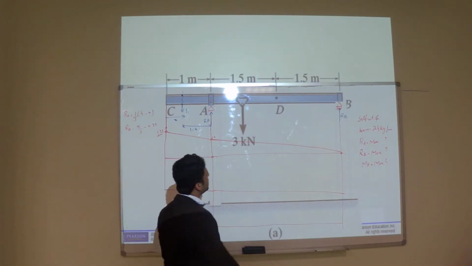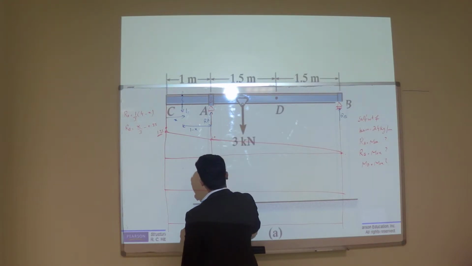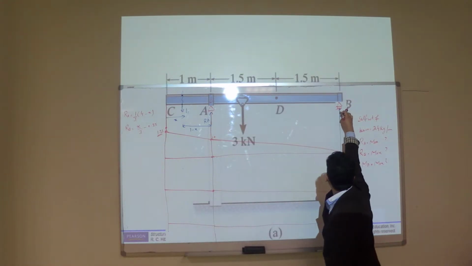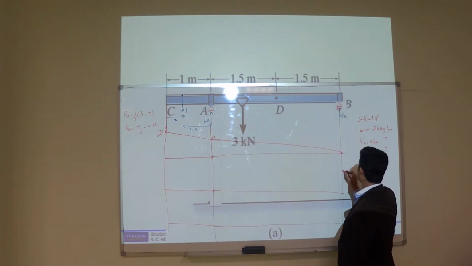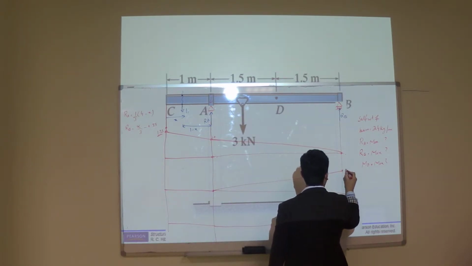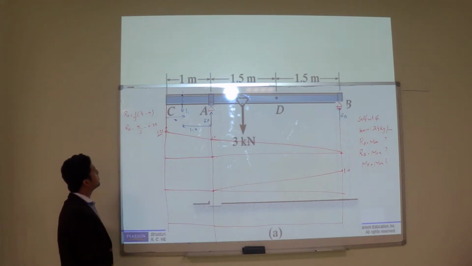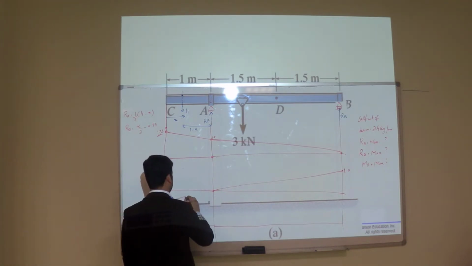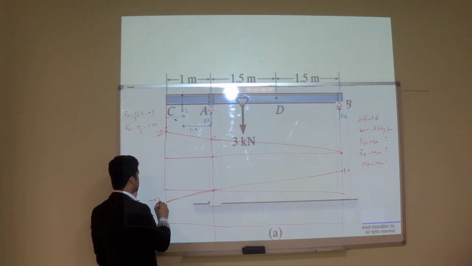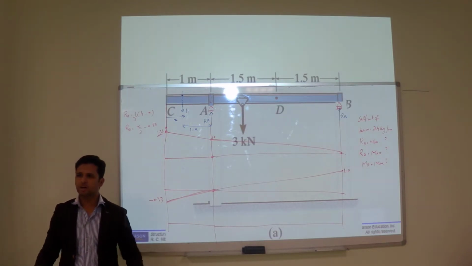Okay, when the load is here, how much will be RB? 0. And when load is here, how much will be RB? 1. This is not 1.33. And when the load will be here, how much will be RB? Minus 0.33. Good. So you have drawn the influence line diagram for RA and RB.